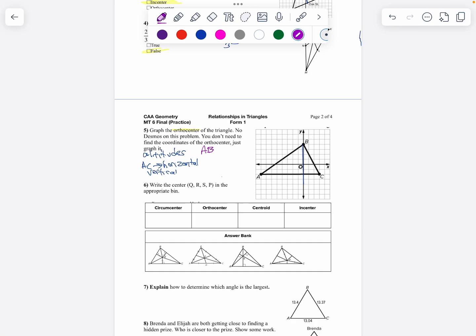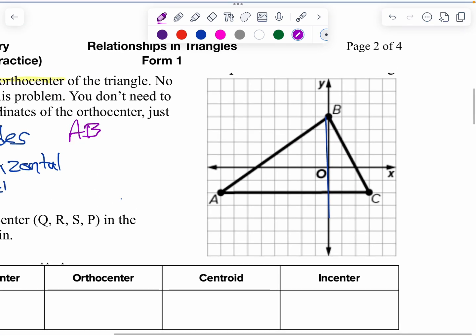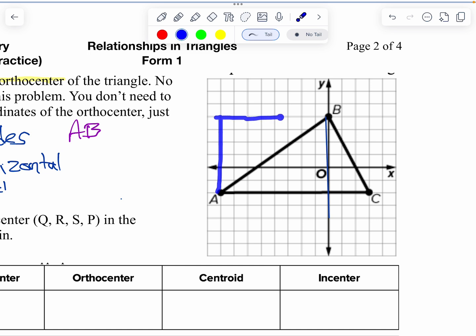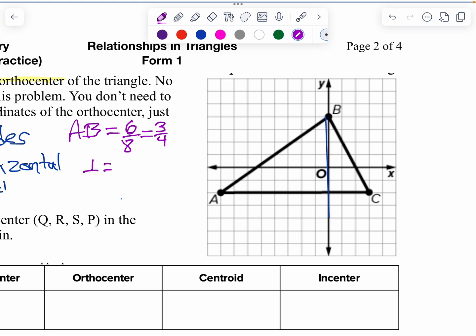So I look at the slope of AB. Notice it goes up 1, 2, 3, 4, 5, 6, and over 1, 2, just count. 1, 2, 3, 4, 5, 6, 7, 8. So the slope of A to B is 6 over 8, which I can reduce to 3 over 4. Perpendicular, which hardly any of you showed your work on, needs to be negative 4 over 3.